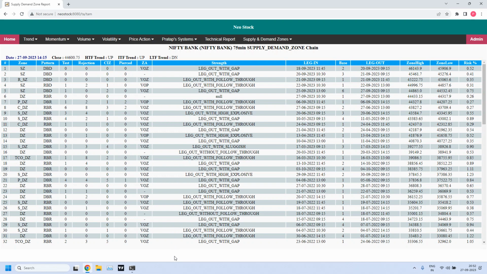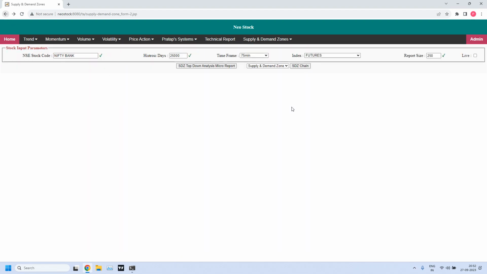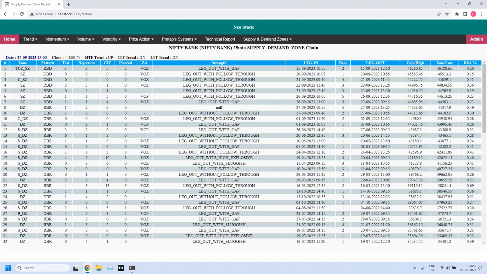Okay, let's go back to the previous screen and generate the 25 minutes time frame supply demand chain. So now changing the time frame to 25 minutes, and I am generating the supply demand zone chain. This is the 25 minutes supply demand zone chain.